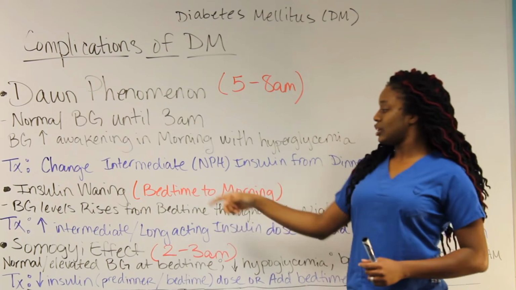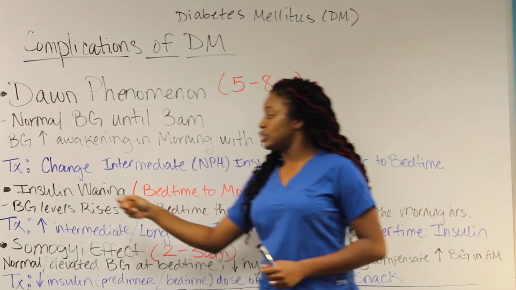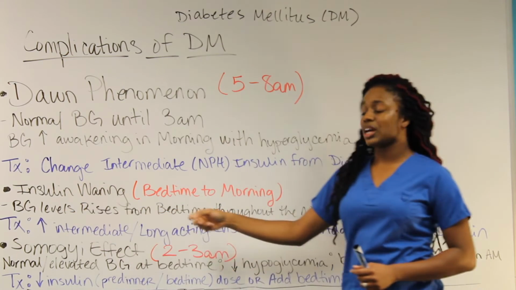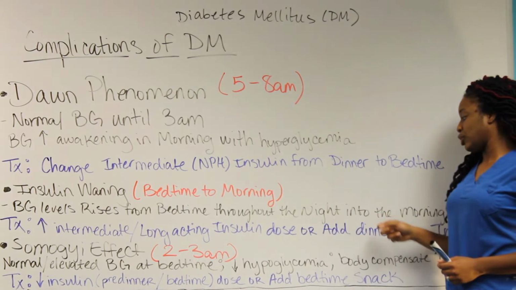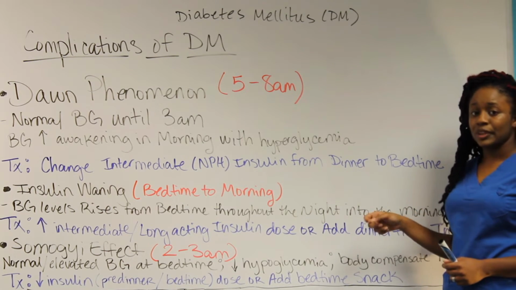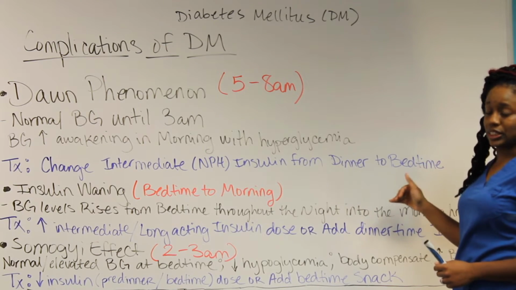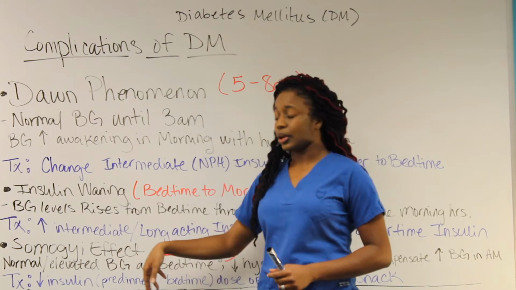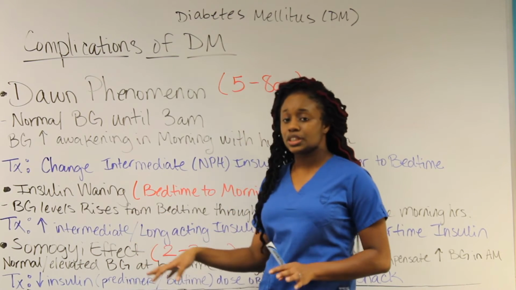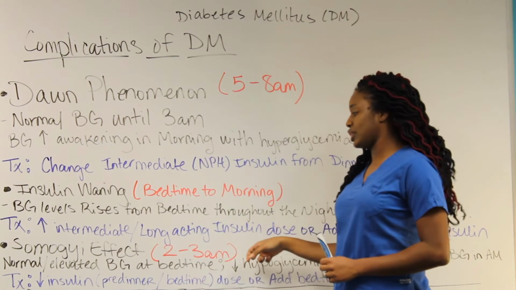All right, insulin waning happens from bedtime to the morning. So the blood glucose level is constantly rising from the time you've gone to bed, throughout the night, and when you awaken in the morning. Okay? So again, the result is going to be hyperglycemia. Last one, the Somogyi effect. Now, the Somogyi effect is a little bit different. This happens between 2 to 3 o'clock in the morning.